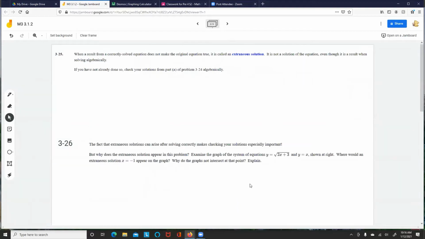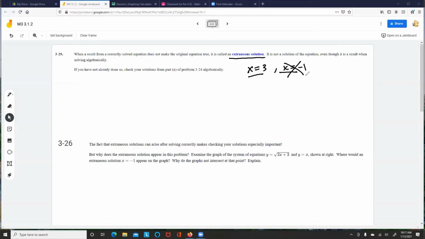All right, 25. What does this say? This says, when a result from a correctly solved equation does not make the original equation true, this is called an extraneous solution. Okay, so it is not a solution in the equation, even though it is a result when we solve it algebraically. So we got two answers. We got x equals 3 and x equals -1. How do you know which one is extraneous? You have to plug both of these back into the equation and check them. And then that's the only way you're going to know, hey, that one's not a solution.